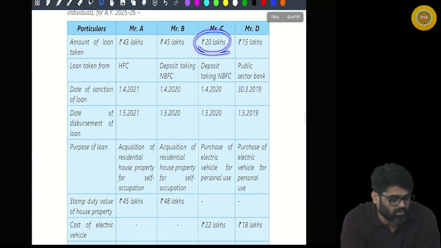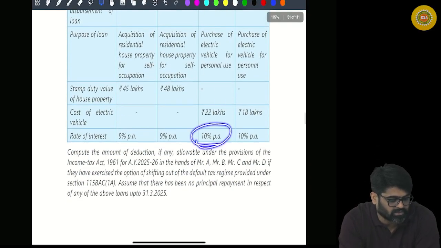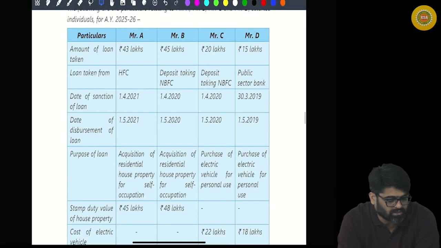Now come to Mr. C. How much is the loan? How much is the interest? So total interest 2 lakhs. That interest of 2 lakh is for the loan which you have taken for purchase of electric vehicle.